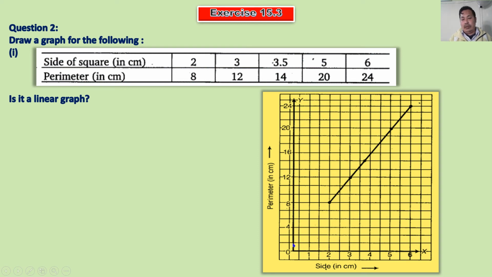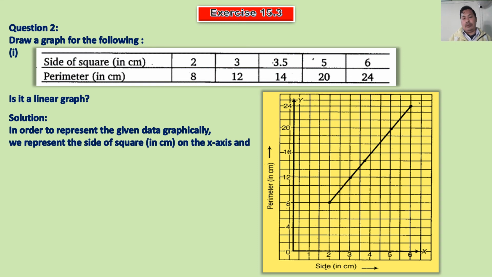Here also its unit is 1 centimeter. Now you see here why we take 4, 8, 12, the multiples of 4 here, isn't it? Actually here also, in order to draw the graph, or in order to represent the given data graphically, we represent the side of the square in centimeter on the x-axis, and the perimeter in centimeter on the y-axis.